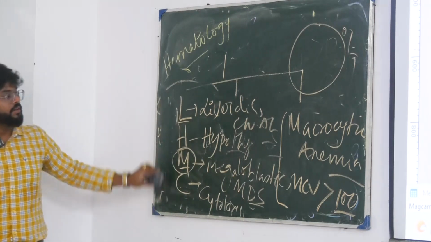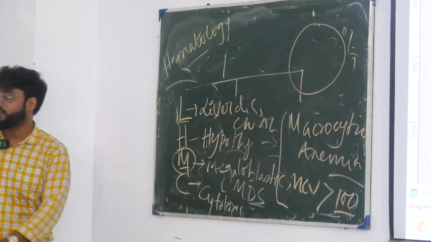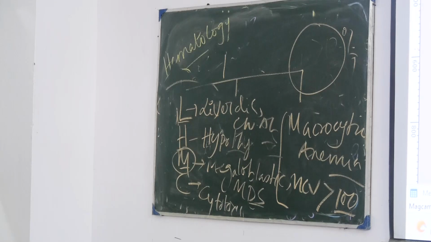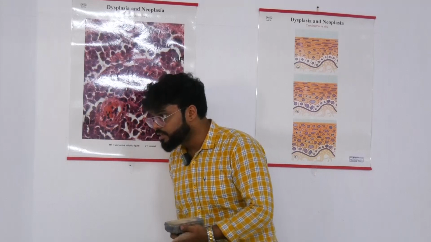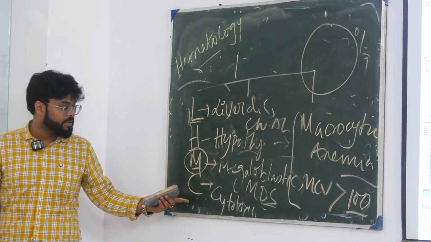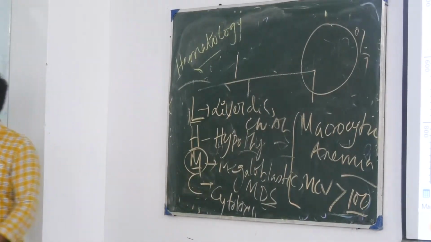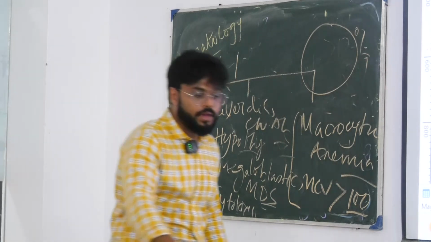L for liver disease or chronic alcoholism. H for hypothyroidism and hepatocellular causes. Different hepatocellular causes. Whenever any hepatocellular abnormality is seen, even cirrhosis of liver, initially and in late stages there is megaloblastic anemia. Macrocytic anemia. Most common cause is megaloblastic anemia, myelodysplastic syndrome, and C for cytotoxic drug. Lady Hardinge Medical College. These are the causes of macrocytic anemia.